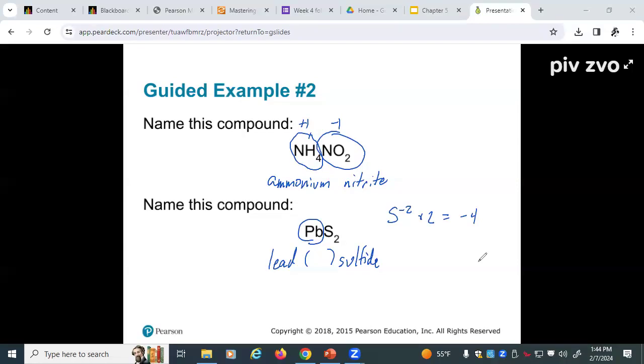Well, how negative is it matching? It has to match -4. Only one of them. So it's got to be +4 to match. So in this case, the lead is +4. Roman numeral for 4 is IV. So lead 4 sulfide, lead IV sulfide is the appropriate and correct answer there.